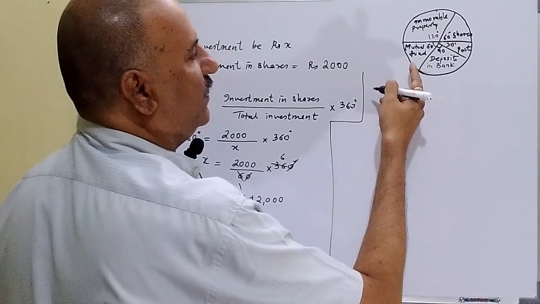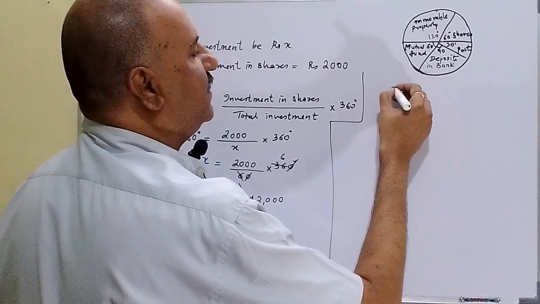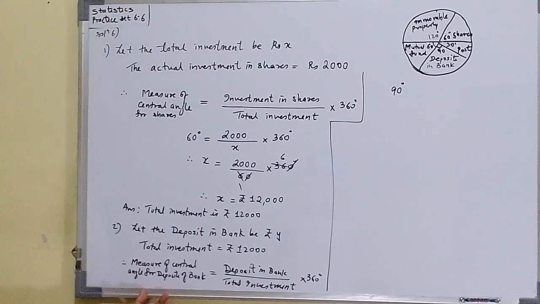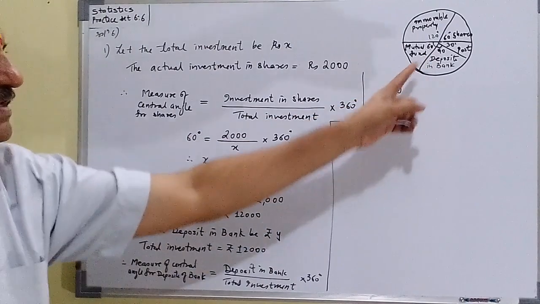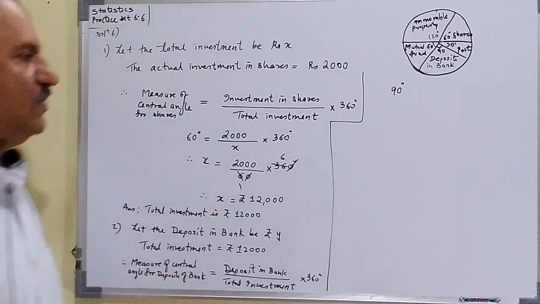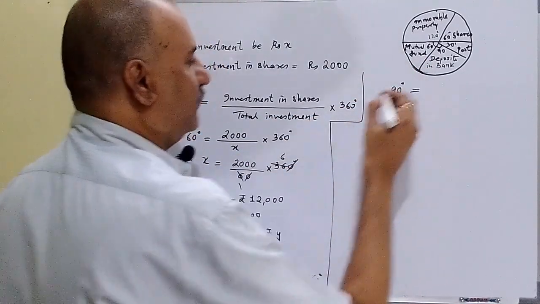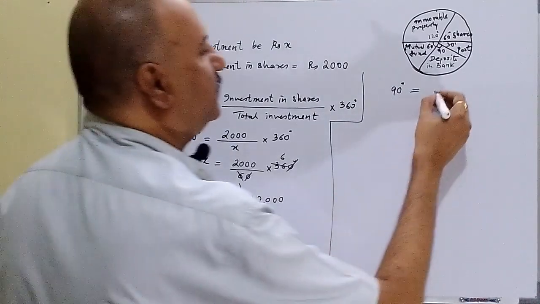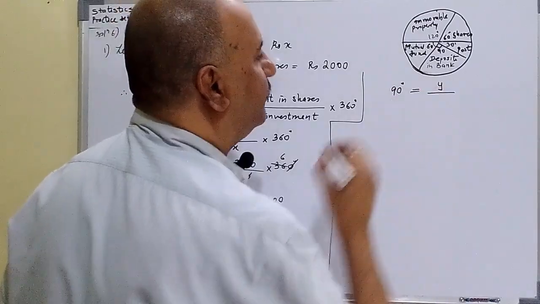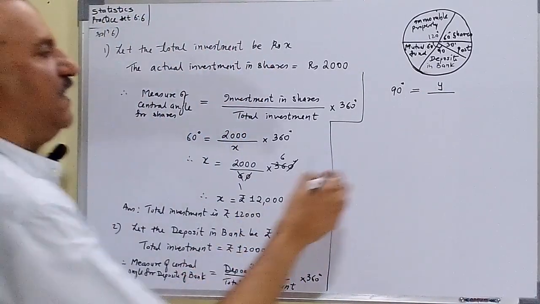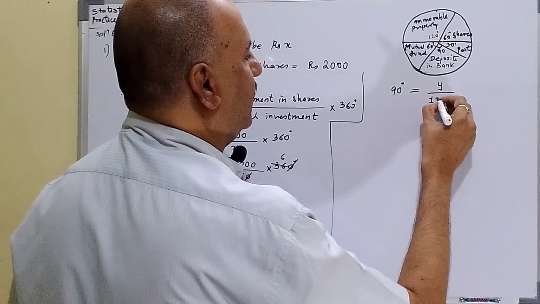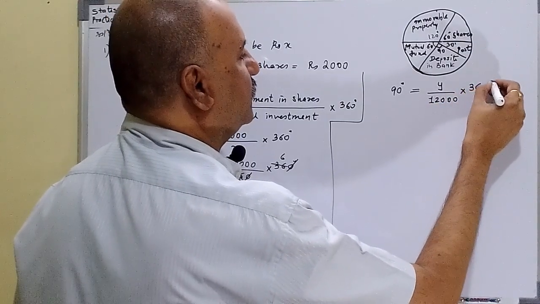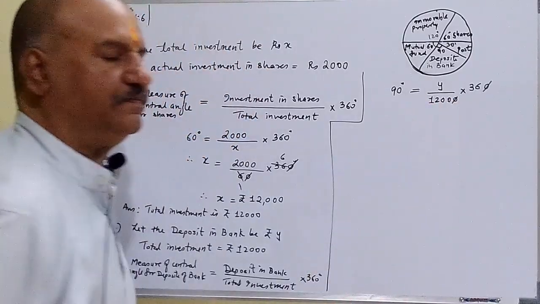So what is the measure of deposit in bank? 90 degrees. So the measure of central angle for deposit in bank is 90. So write 90 degrees equal to Y, deposit in bank, which we have assumed, upon the total investment we found out, 12,000, into 360. One zero cancels, another zero cancels.